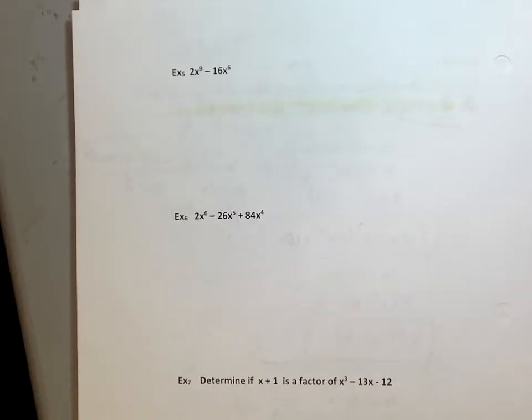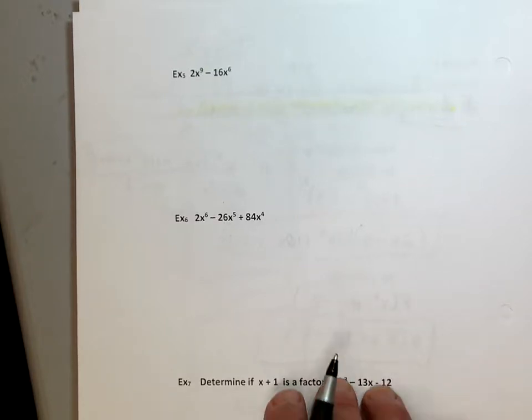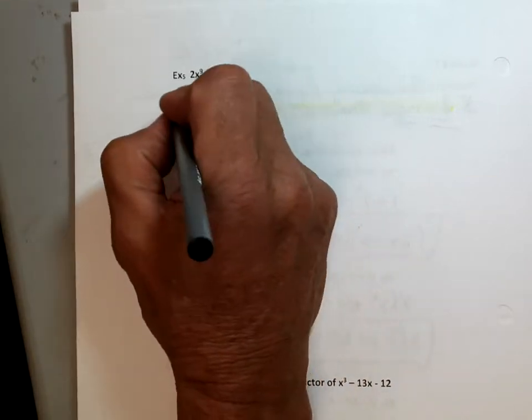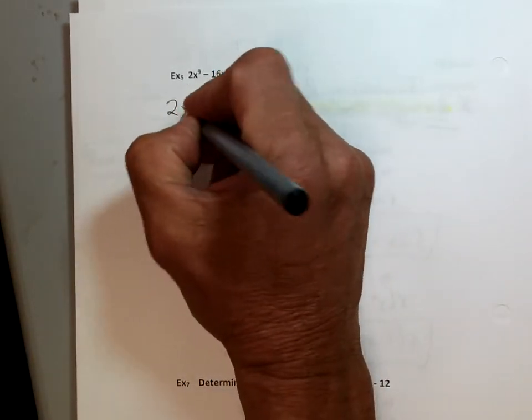Now, example 5. We've got a couple more to do and we're done, all right? Example 5. What do you see? I see a common factor of 2. What else do we have? X to the 6th. Good.